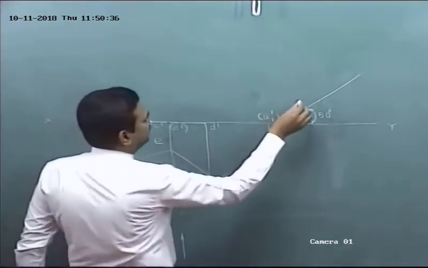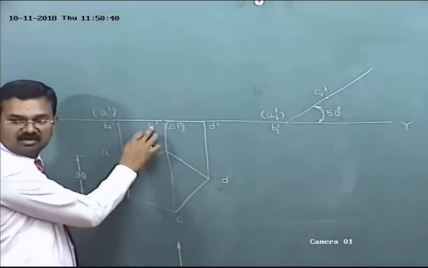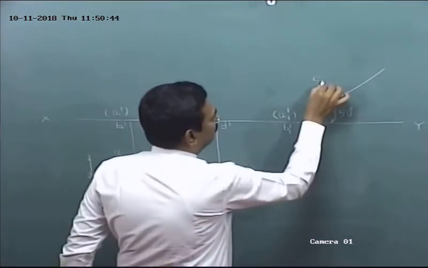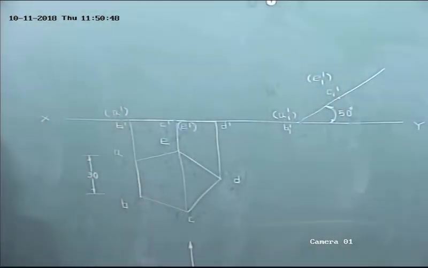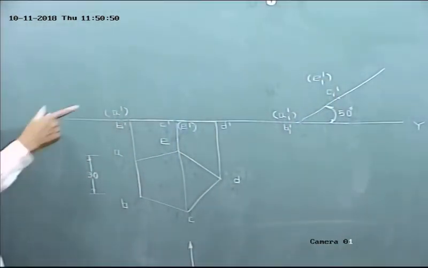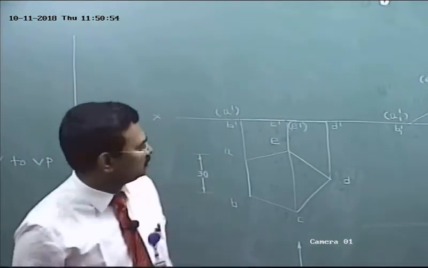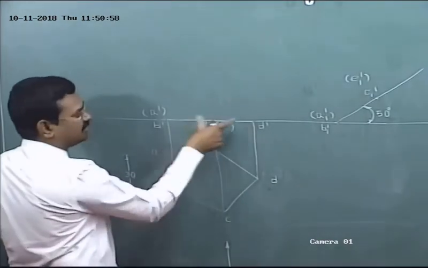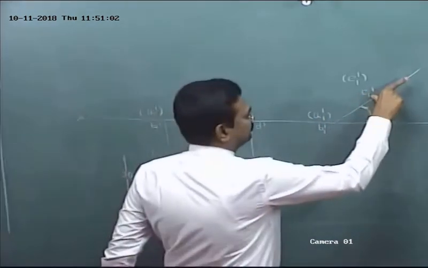Name the point as C1 dash. Am I right? C1 dash. E1 dash is invisible. Next, we have to transfer the point D dash on the second step front view. By using compass, measure the distance of D dash from C dash or A dash, and transfer here.